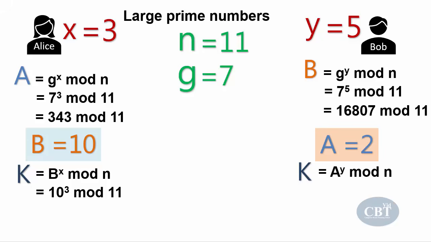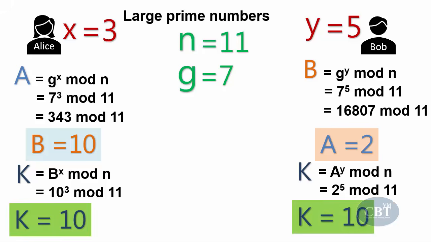And Bob is going to calculate 2 to the power of 5, 2 is the value that he received from Alice, modulo 11. So 2 to the power of 5 is 32 divided by 11. The remainder of these two equations is going to be 10. So as you can see, both of them came up with a key which is similar. So that's how they exchange the key.